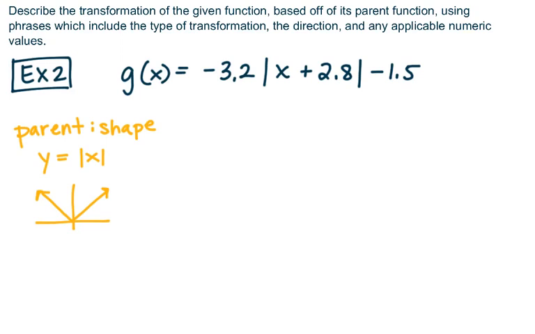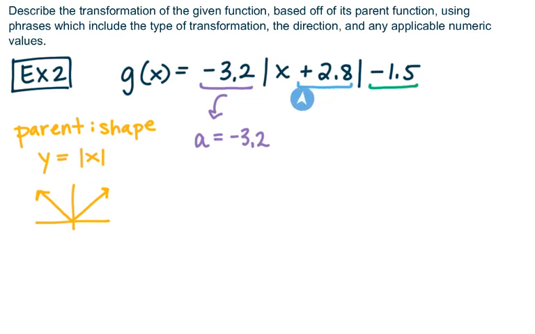Let's look at each of these values. We have minus 3.2, we have this plus 2.8, and then we also have this minus 1.5. What do each of these numbers do? Let's look at each individually. Negative 3.2, that's on the outside of my bars. So we know that it's vertical and it's multiplied, which lets me know it's a shrink or a stretch or a flip. In this case, we would say A equals negative 3.2.